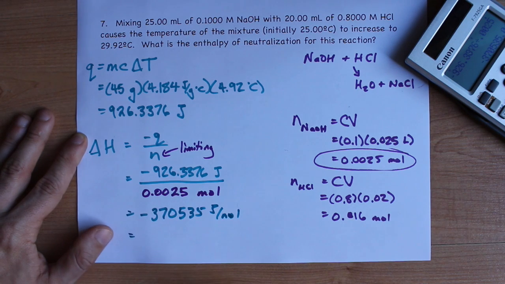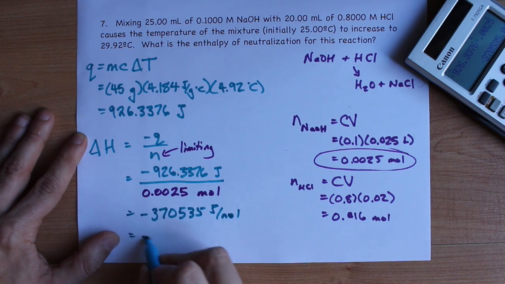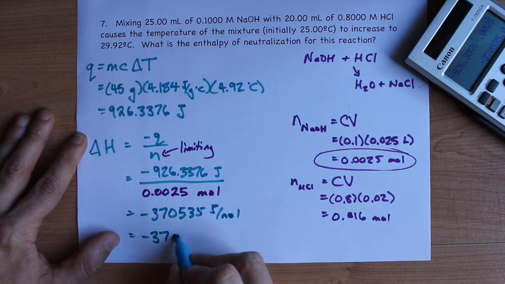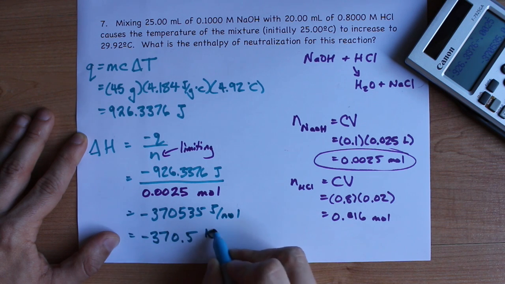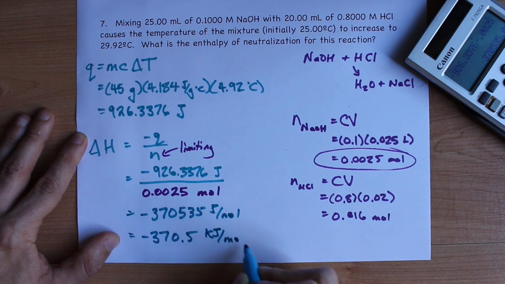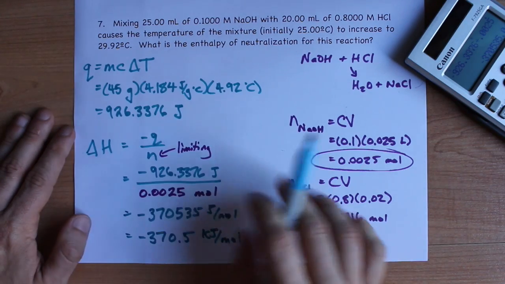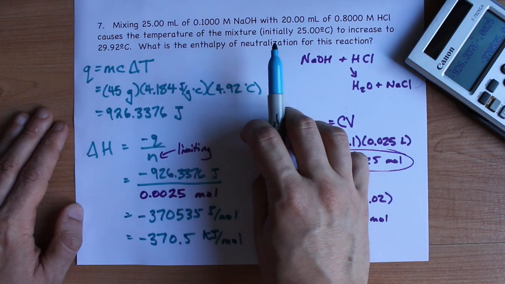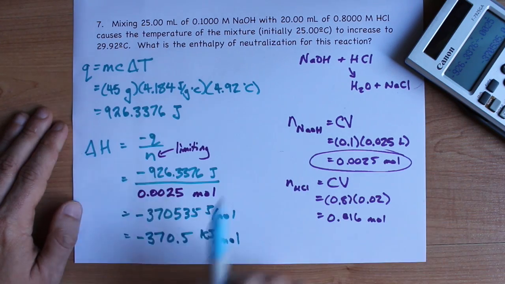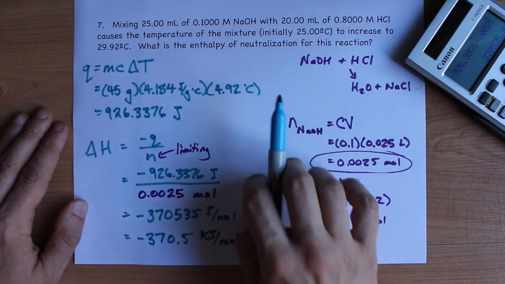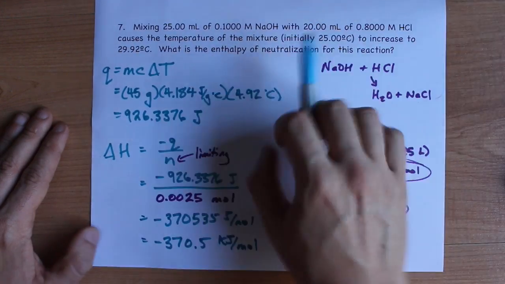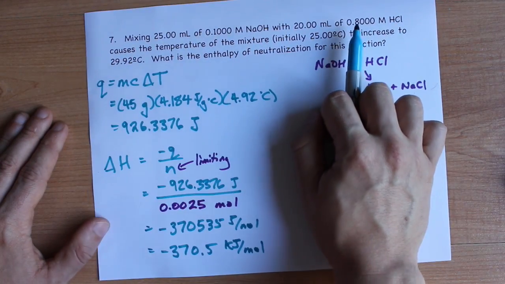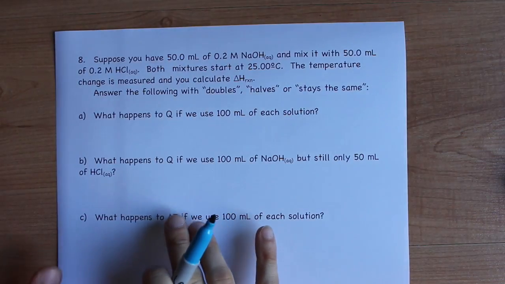Wow, well that's cool. And I'm gonna divide by 1,000 as well. That's negative 370.5 kilojoules per mole. I'm pretty sure that the numbers I made up here are not accurate. That is not typical for a neutralization reaction. But here we are, and that's the number I got, and I promise you this math is right. I probably wrote an error in the question. Maybe this was supposed to be 0.08. I don't know, whatever.